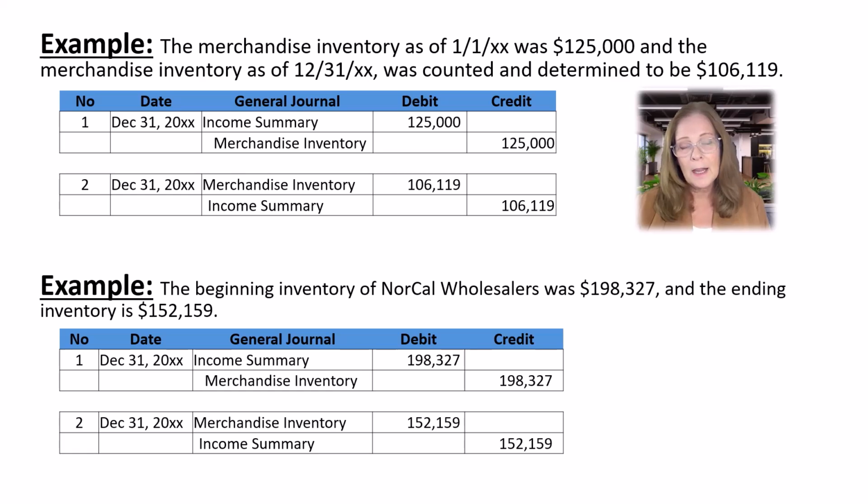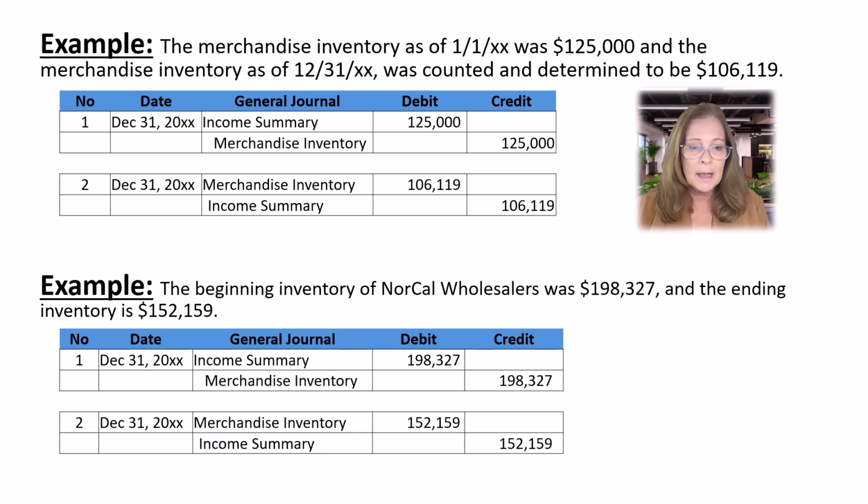What about the income summary account? It shows an amount of $18,881, which represents the inventory adjustment to reduce our merchandise inventory of $125,000 at the beginning of the year to $106,119 at the end of the year.